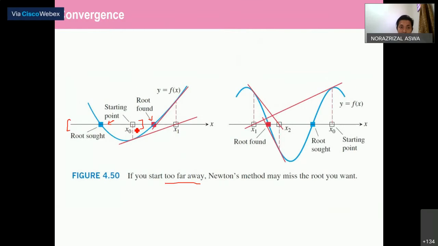So you are choosing x naught here, and you try to find the new approximation. You find f(x naught) here, and then you use a tangent line to find x1. Then we have x1 here. Finally we come closer and closer to this root, not the root we want. One of the problems is when we choose the initial guess too far.